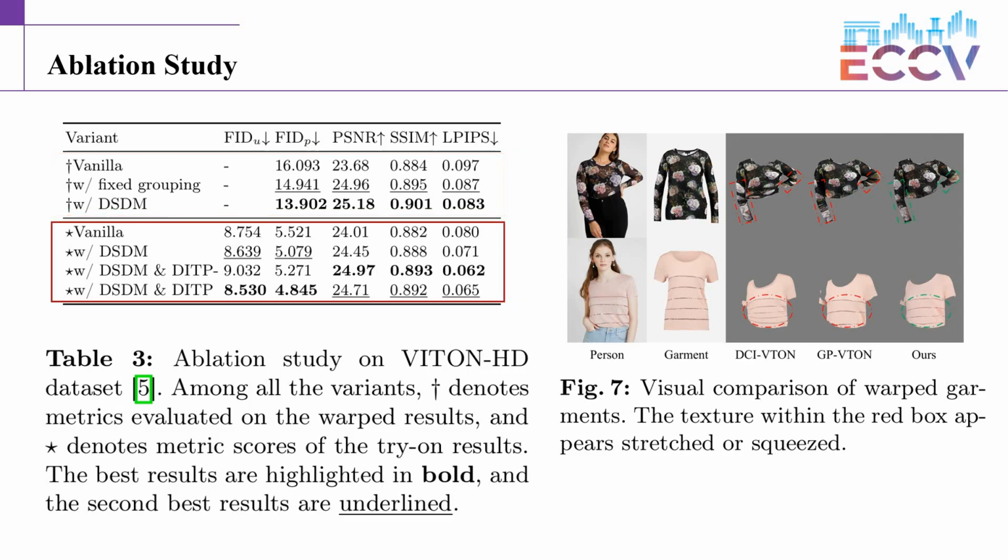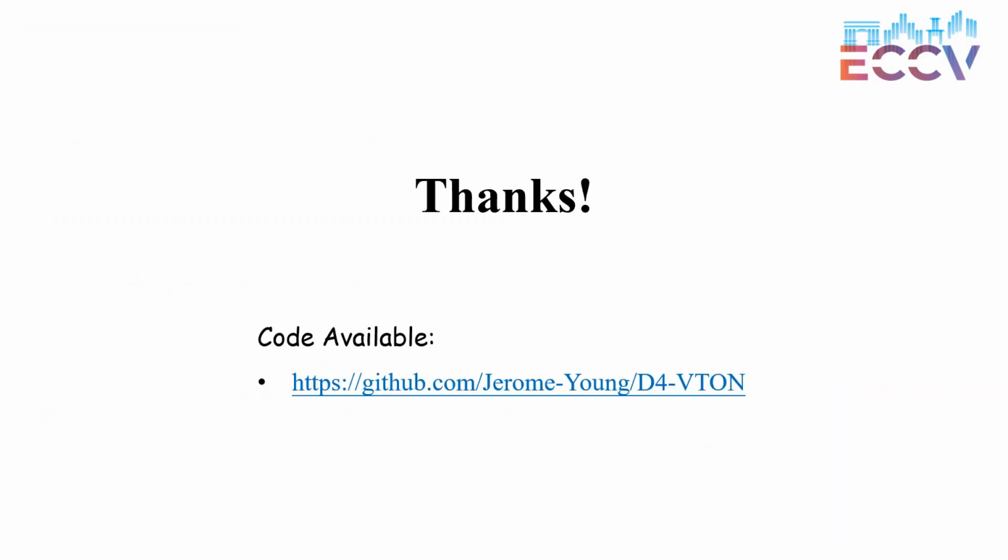The effectiveness of DITP is evident in the lower part of Table 3. The setting with DSDM and DITP- refers to using DSDM without the denoising path, while with DSDM and DITP represents our full model. The former improves performance in the paired setting but underperforms in the unpaired setting, highlighting the denoising path's role in enhancing generality. Both settings with DITP show significant improvements over other variants, validating its effectiveness.